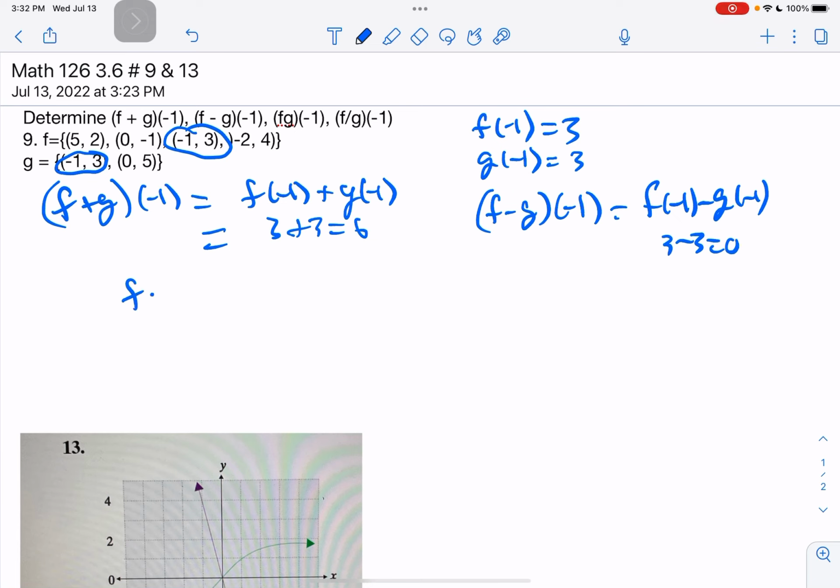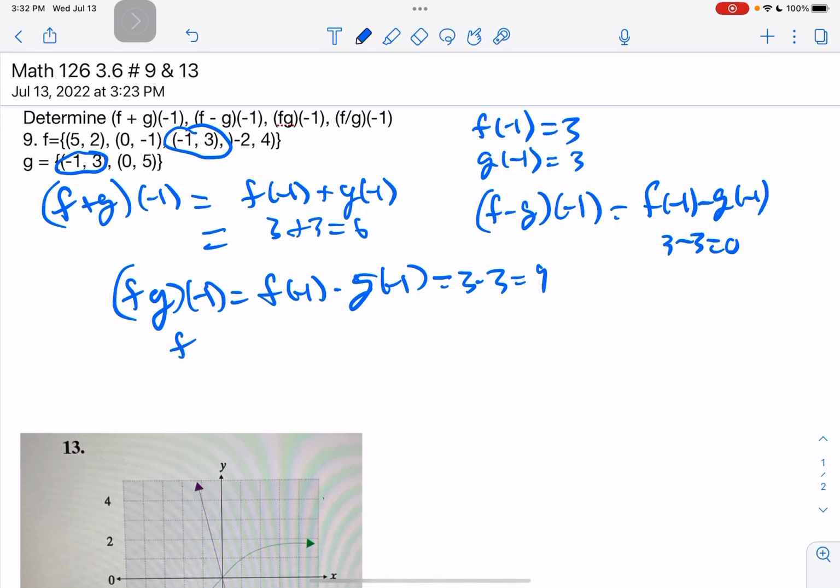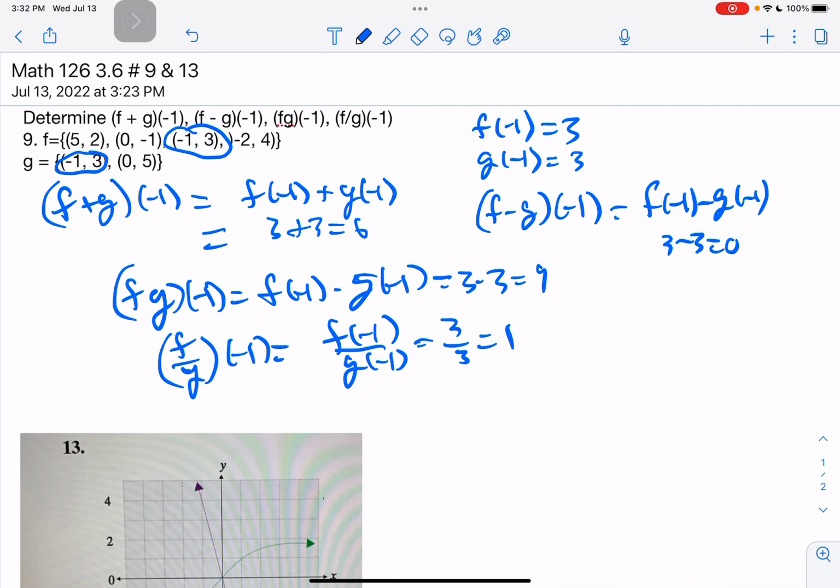For f times g of negative 1, it's going to be f of negative 1 times g of negative 1, which is going to be 3 times 3, which is 9. And f divided by g of negative 1 is f of negative 1 divided by g of negative 1, which is 3 divided by 3, which is 1.